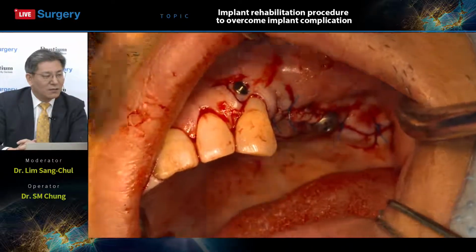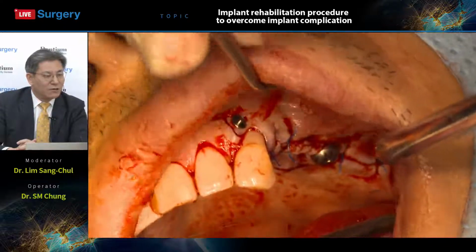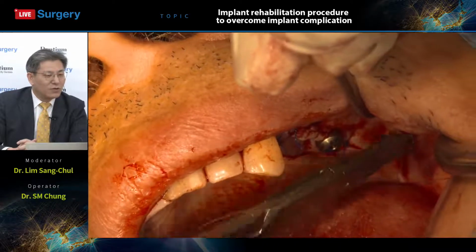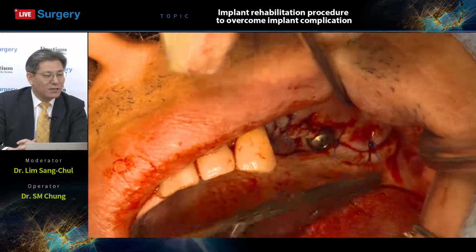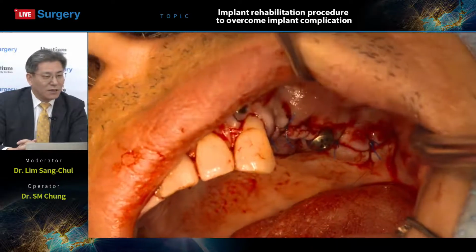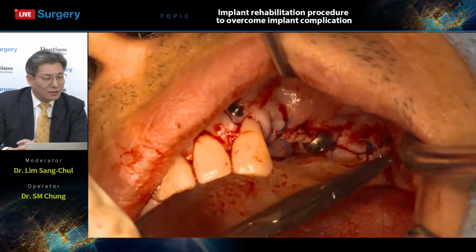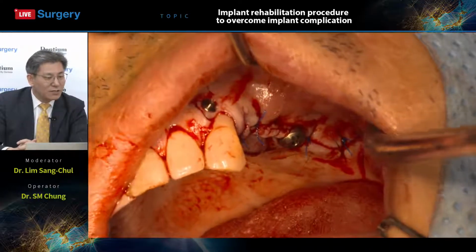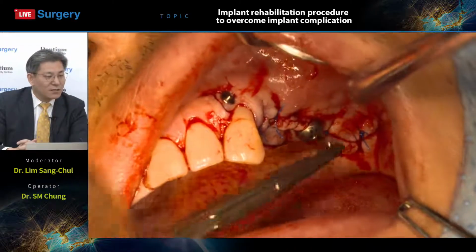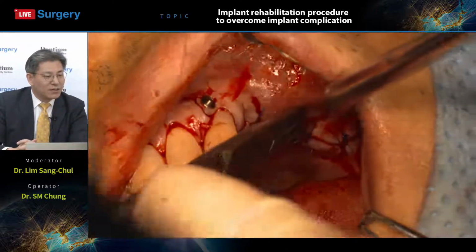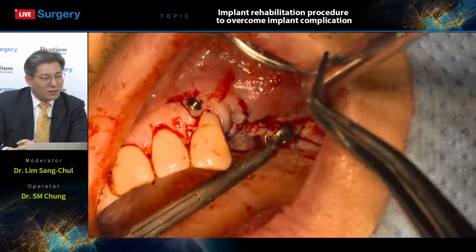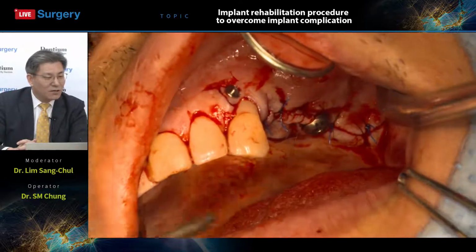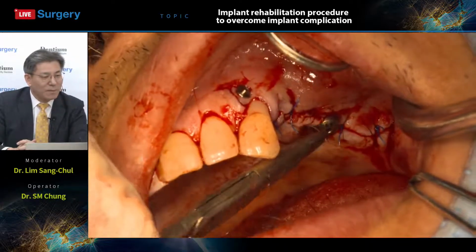Okay, so checking around this posterior portion, I think I need one or two more stitches for flap closure. Okay, now he is using the 6-0 suture, maybe smaller suture, and continuous cross suture is applied to secure the flap closing.